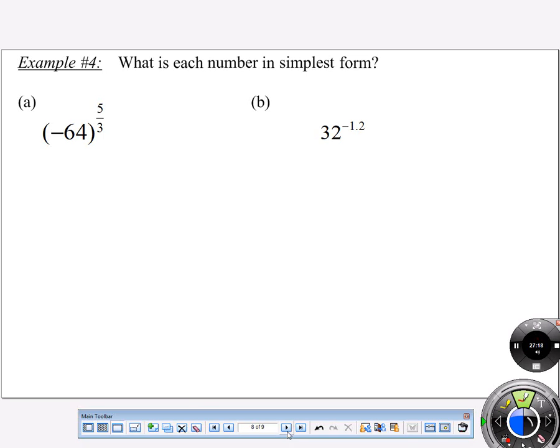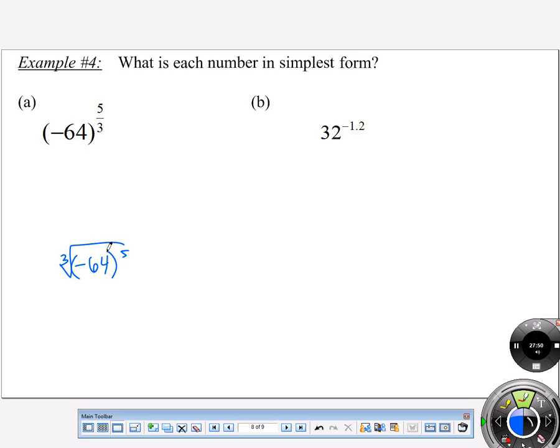All right, so what is each number in simplest form? Negative 64 to the 5/3 power. What does that mean? Somebody translate for me how you're thinking about it in your head if you're going to try and figure that out. Elijah? Good. Okay, so it's a cube root of negative 64 to the 5th power.